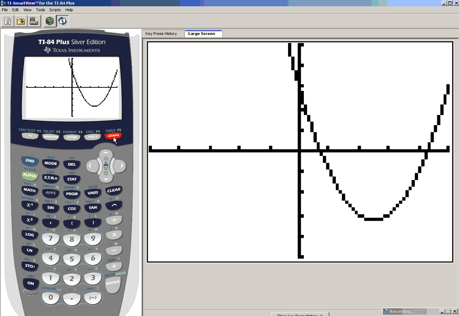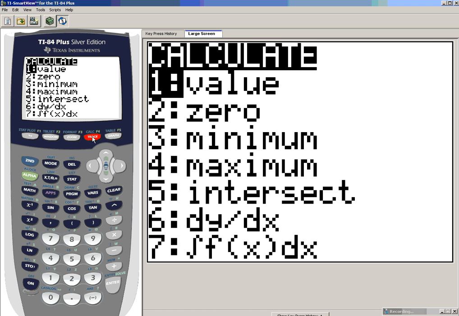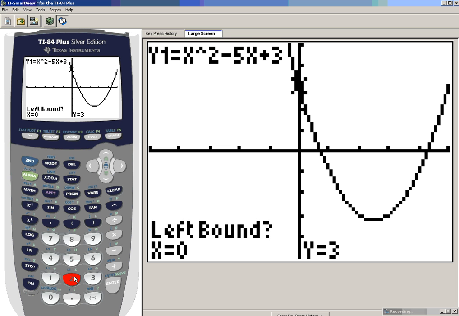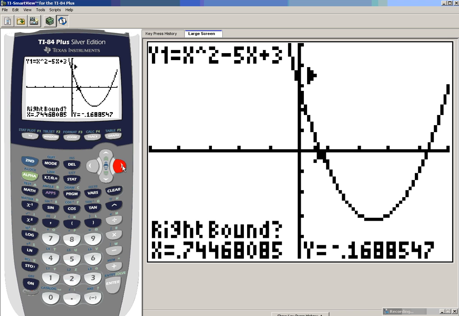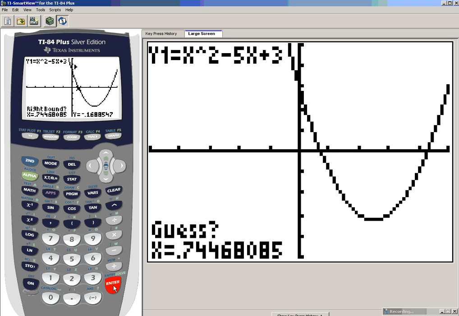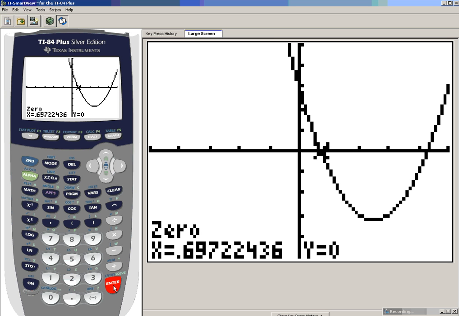Here we can see that we have two solutions because we have two x-intercepts. And remember, intercepts correlate to real solutions. So we need to find both of them. Go into your calculate menu again. Calculate a 0, which is number 2. Set the left bound. So I need to be to the left of where that first 0 occurs. Set your right bound to the right of where that 0 occurs. Hit enter twice. There's our first 0 at 0.697.